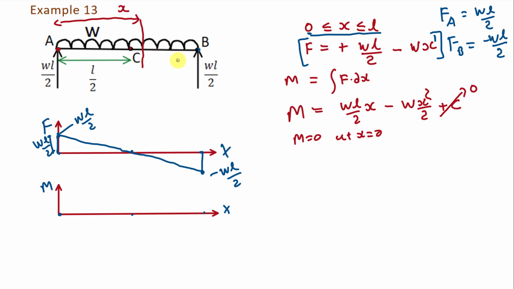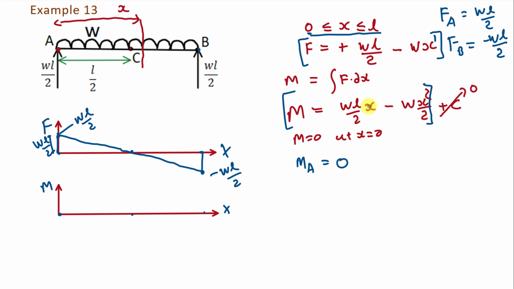Now we are going to draw the bending moment diagram for this example. The equation of bending moment is here, and in this equation the maximum power of x is 2. So this equation is the equation of a parabolic curve. Now first of all let us put x equal to 0, so we will get bending moment at point A. If we put x equal to 0 here, then we will get bending moment at A as 0.